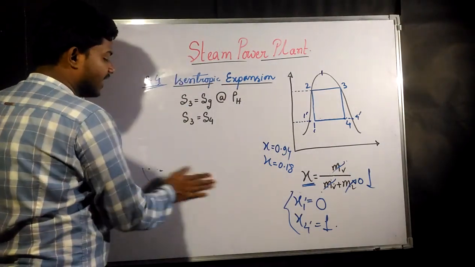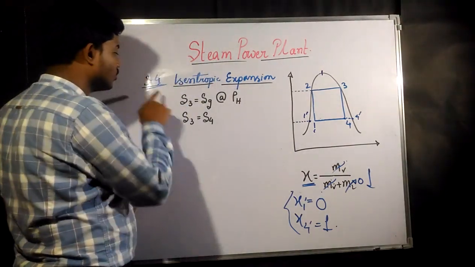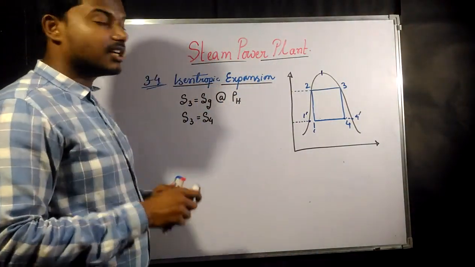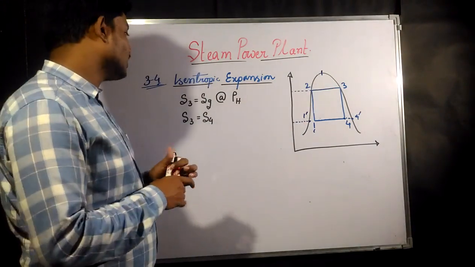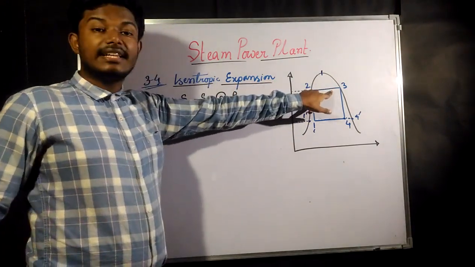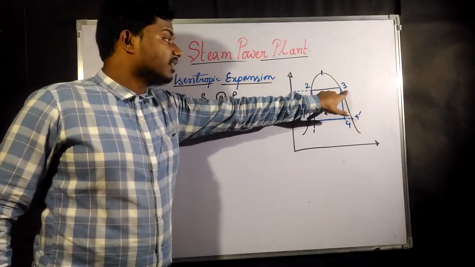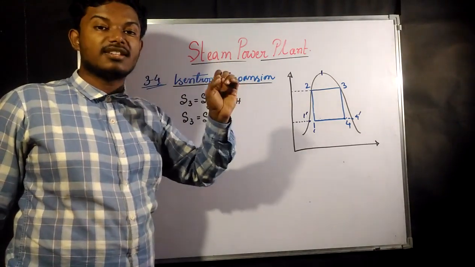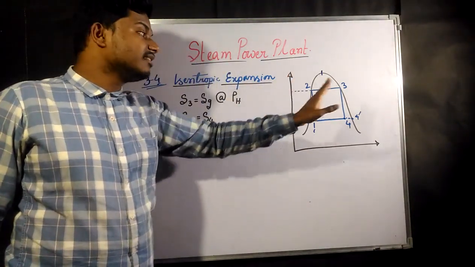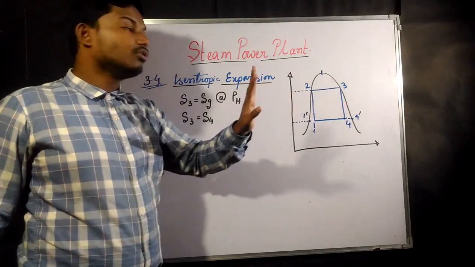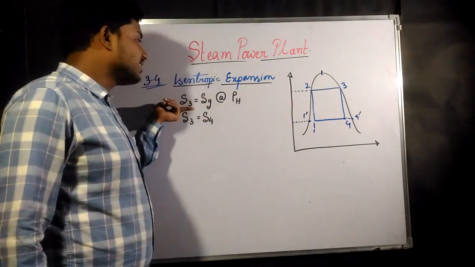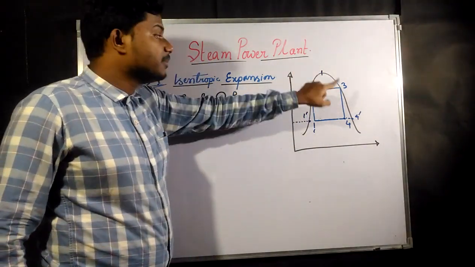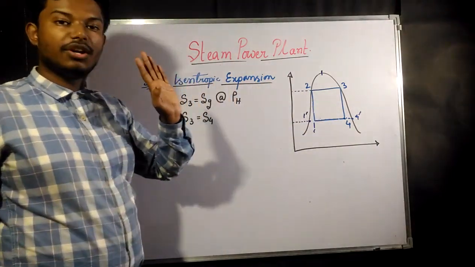Now let us come to the analysis. For analysis we have chosen the process 3 to 4, that is isentropic expansion. So what is point 3? At point 3 the substance is in a completely vapor state, that means it has just finished its evaporation. At this point it is complete vapor. Now S3, this is the entropy. 3 to 4 is an isentropic process, that means at point 3 and point 4 the entropy is the same.